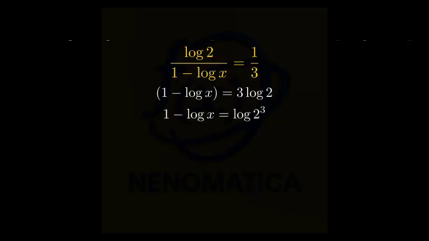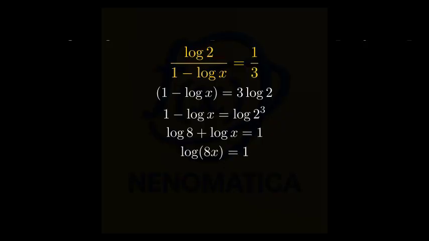Step 2. Use the power rule. 3 times log 2 becomes log of 2 to the third. So we write 1 minus log x equals log of 2 cubed. Step 3. Simplify 2 cubed to 8 and move negative log x to the right side. That gives log 8 plus log x equals 1.